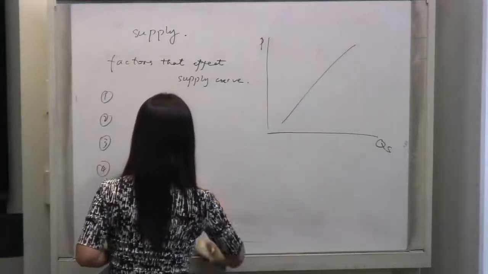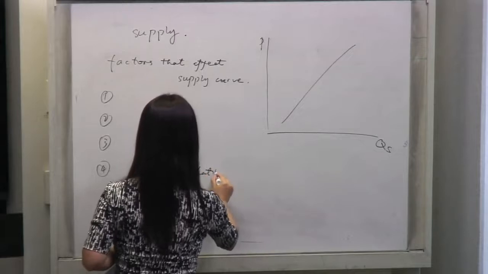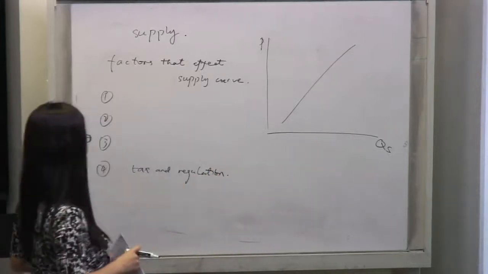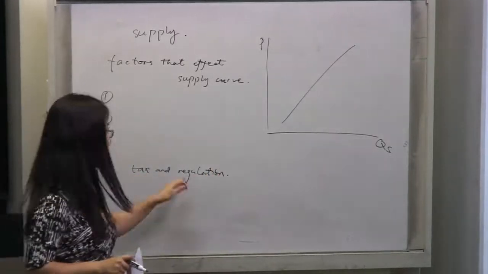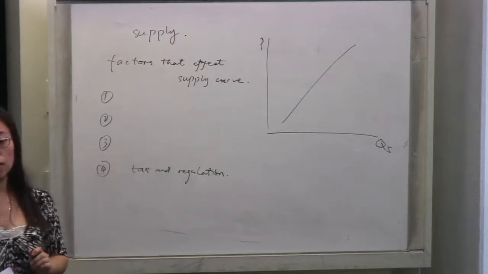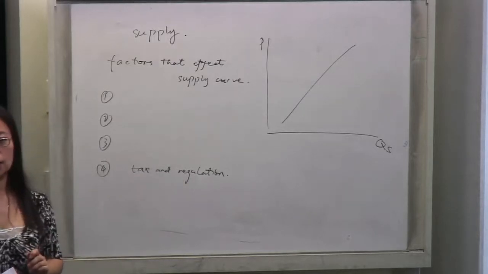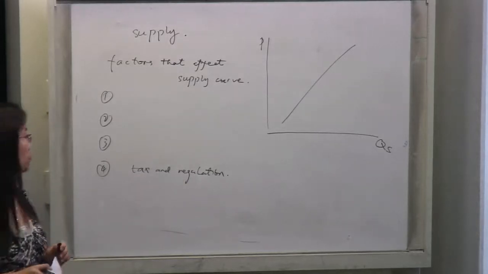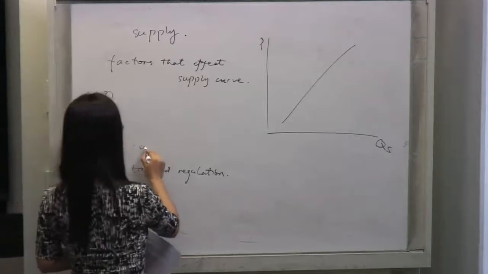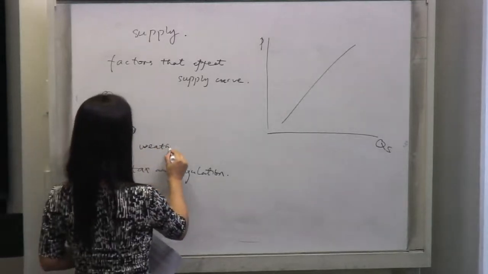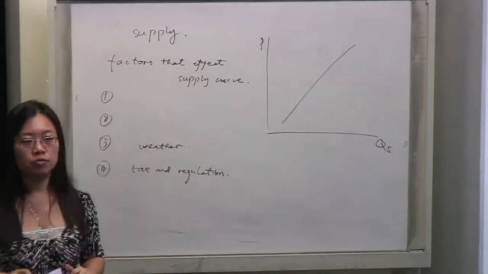Just now what we talked about is actually indirect policy. Later on we're going to talk about price ceiling and price floor. Those are the direct policies that can affect the market outcome. Okay? So someday we'll talk about weather. What about that? What else?